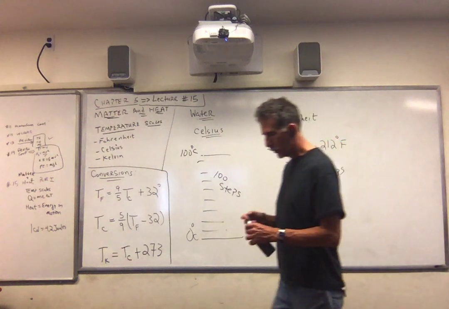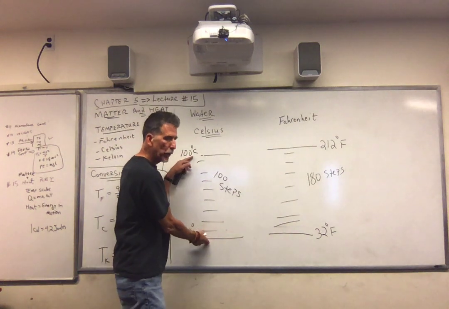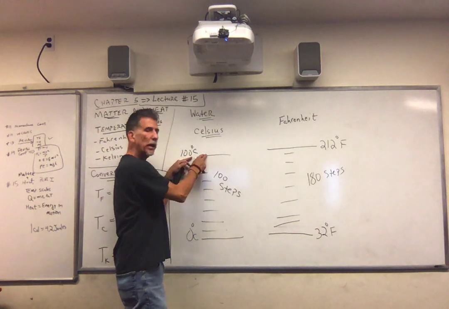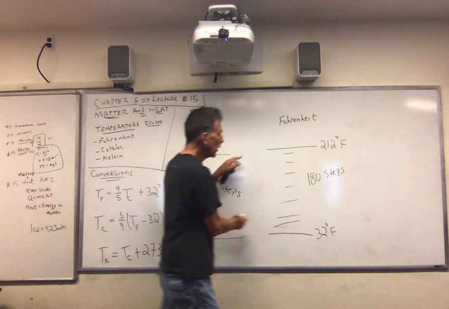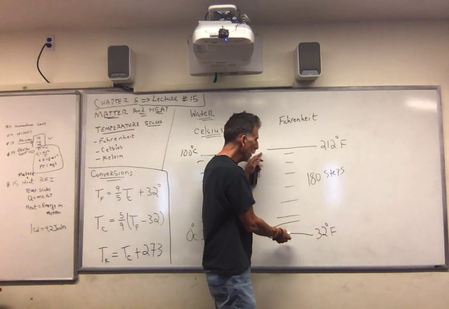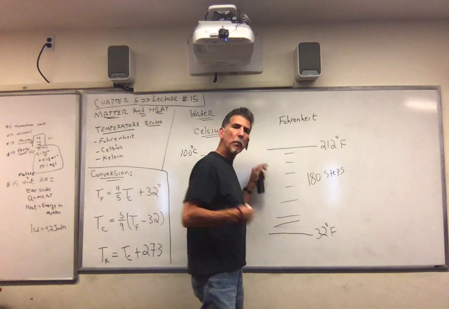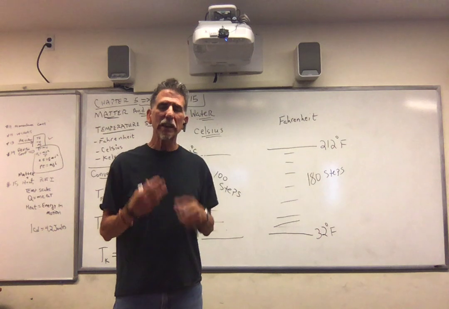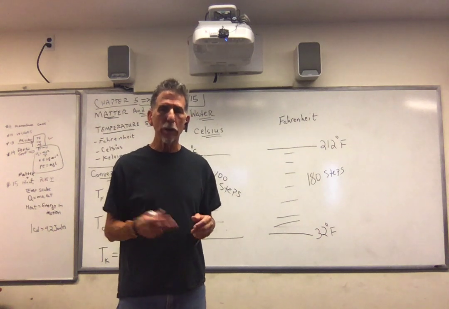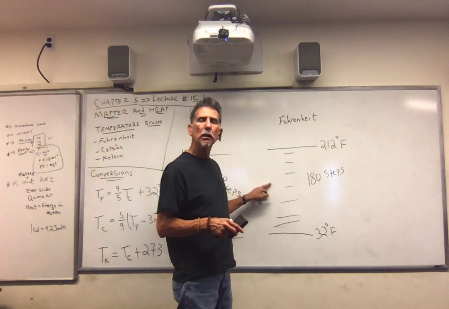Well, let's use our imagination. Imagine this is a building, and there's 100 steps to get to the top floor. Here's another building, same height as the first building, but instead of 100 steps, there's 180 steps. My question to you is, which steps in which building are larger? Steps in the Celsius building or the steps in the Fahrenheit building?